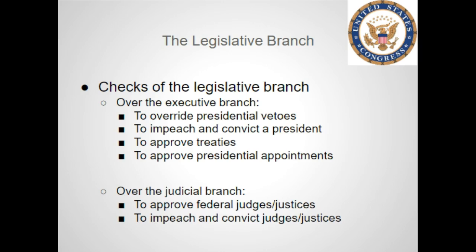The legislative branch can also check the judicial branch by approving or not approving federal judges or justices. They can also impeach and convict judges or justices. Those are just a couple things they could do over the executive or the judicial branch.